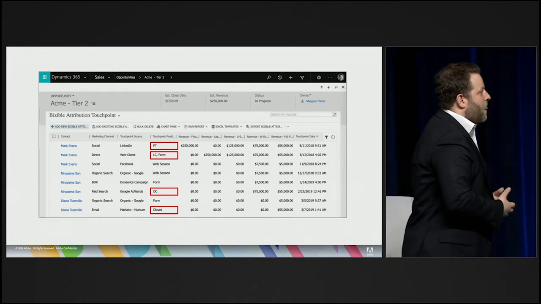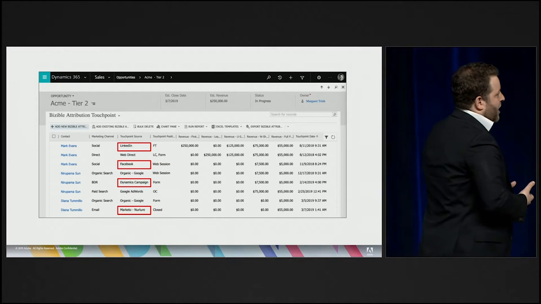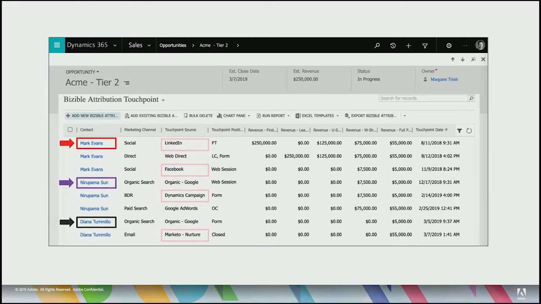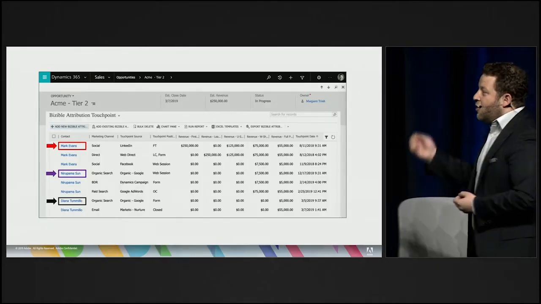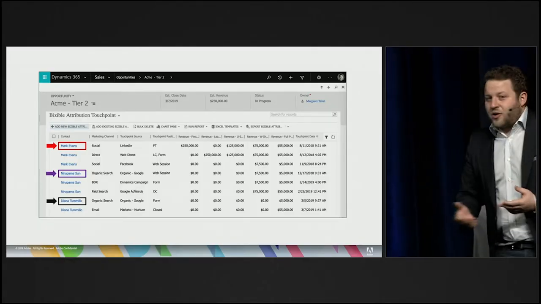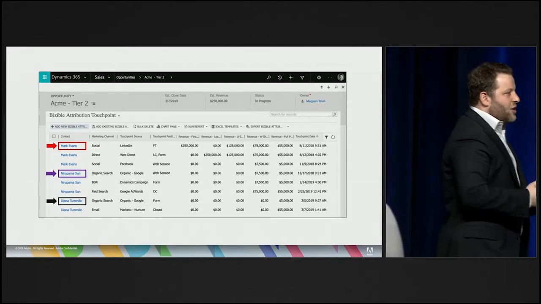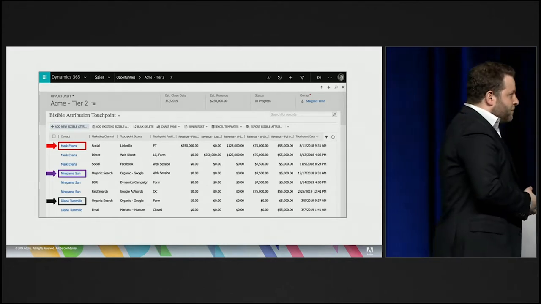Your journey is unique. The next piece is understanding that channel. Where are we engaging? We don't just want to know when, but where. And then the last part is who, right? So we figured out earlier that red stick figure was Mark Evans, but now we're trying to bring the entirety of the buying committee into clarity. So we've got Niru Pama joining the mix, we've got Diana joining the mix, and now we understand all of the folks in that buying committee who are engaging to drive that opportunity forward.